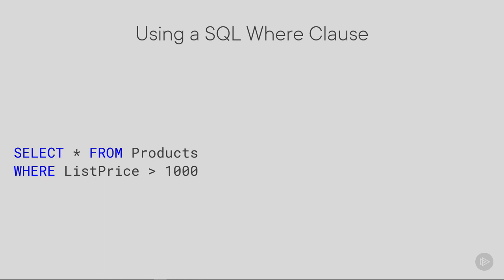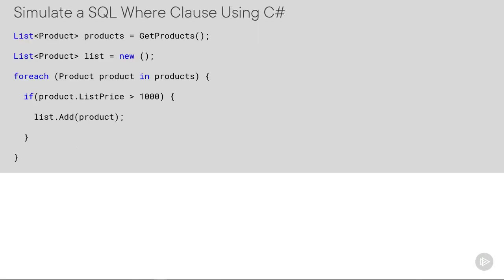Let's start out with a simple SQL where clause: select answers from products where the list price field is greater than 1,000, for instance. If we were to simulate that using a C# loop, I would get a list of products, put it into a products variable. I would then create a new list. I would then foreach over that products list. Let's say it's got 50 products in it.